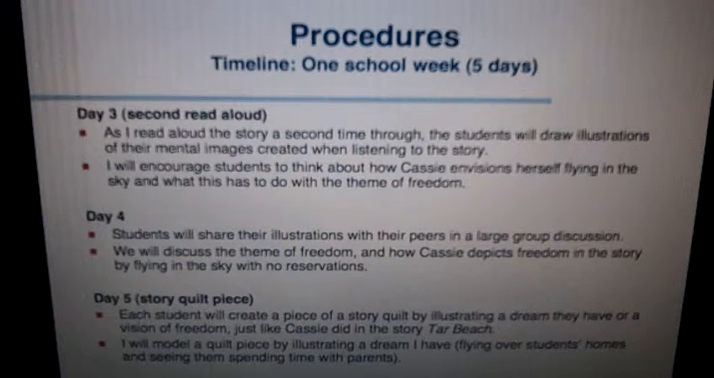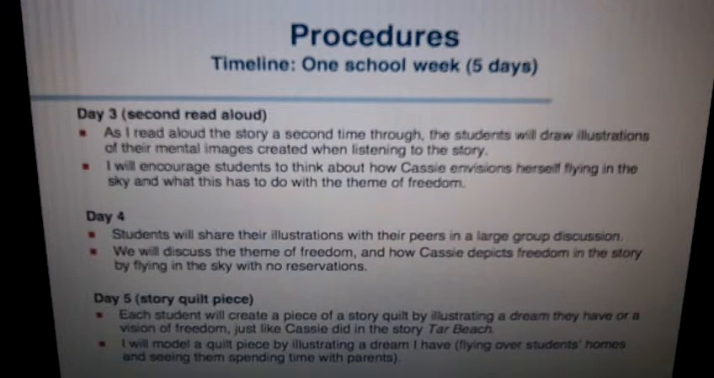On day 3, I'll read the story again. As I read aloud the story a second time through, the students will draw illustrations of their mental images created when listening to the story. I'm going to encourage students to think about how Cassie envisions herself flying in the sky and what this has to do with the theme of freedom.